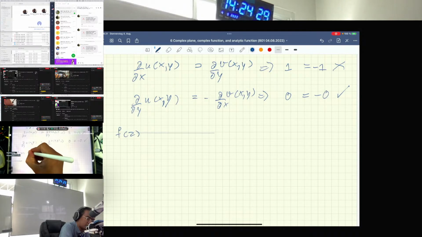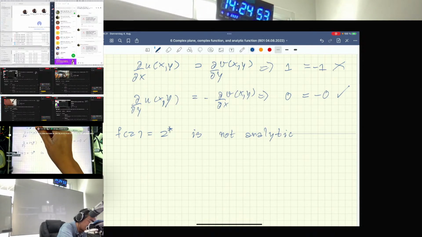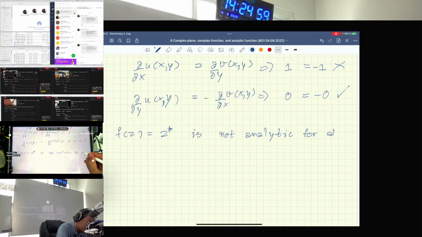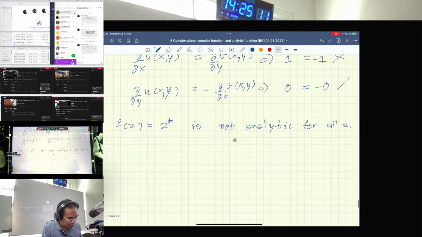So if z equal to z star, it is not analytic for all z, okay, because these two conditions are not fulfilled. Now we are at the last page.